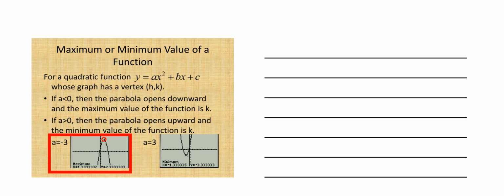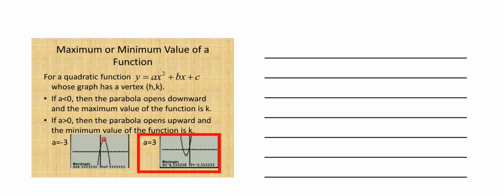Okay, how about if a is greater than 0 then? Well, in that case, we have an example that's similar to the graph on the right. The parabola opens upwards, and the minimum value of the function is k. In other words, the lowest value. In this case, the k value, or the y value, negative 3.33 is the minimum. The vertex coordinate point is negative 1.33, comma, negative 3.33. But the minimum technically is the y value, negative 3.33. There it is. I'll circle it so you can visualize a lot easier.